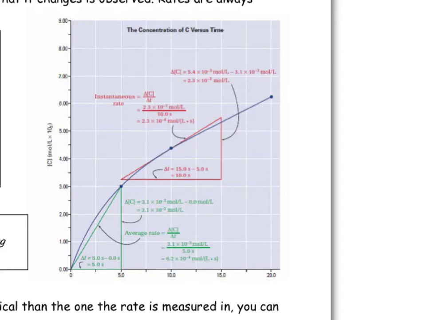Sometimes you'll need to calculate the instantaneous rate. You would do that by finding the slope of a tangent. An instantaneous rate is how fast is the reaction going at a particular point in time. You would draw a tangent line just grazing the curve and find the slope of that. You may run into this in later courses.